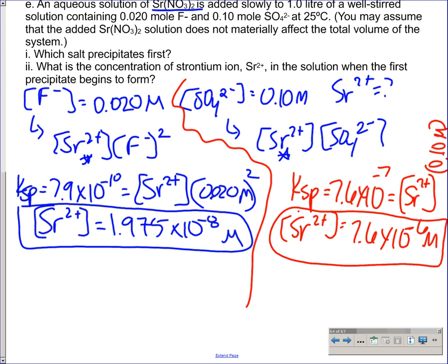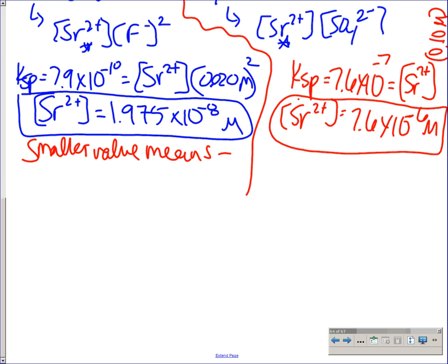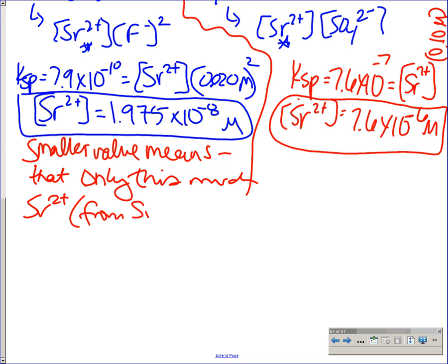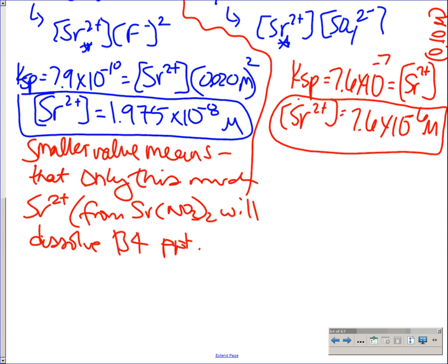All right, so which of these is a smaller number? The fluoride one. So the smaller value means, and I'm just writing this up here for your benefit, that only this much Sr2+ from strontium nitrate will dissolve before precipitation. You can do some shorthand there. All right, so that's going to precipitate first.